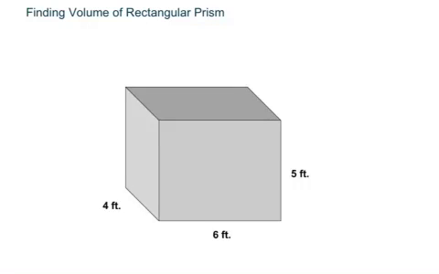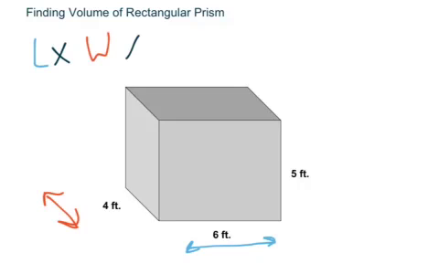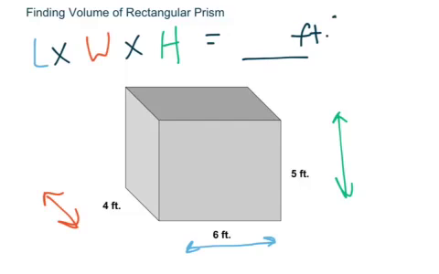Finding the volume of a rectangular prism, it's pretty easy if we know the formula. The formula is length multiplied by width multiplied by the height. So we can take these three measurements, multiply them together, and we're going to get our answer in, depending on what our measurement is. Here our measurements are in feet. It's going to be feet cubed.